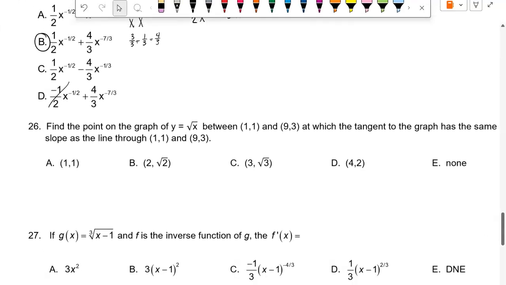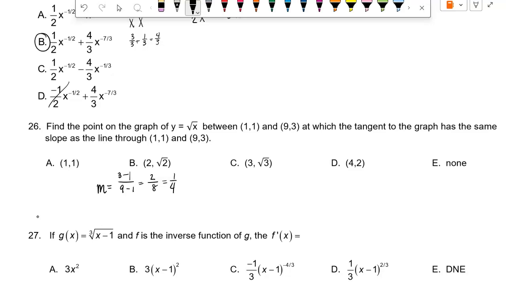In number 26, it says find the point on the graph of y equals the square root of x between (1, 1) and (9, 3) at which the tangent to the graph has the same slope as the line through (1, 1) and (9, 3). So we're talking about a line. If it's a line, that means it's linear. Since it's linear, I could find the slope of the line between (1, 1) and (9, 3). Let's start by figuring out the slope of this line. So you've got m equals 3 minus 1 over 9 minus 1, which gives us 2 over 8, or 1/4.